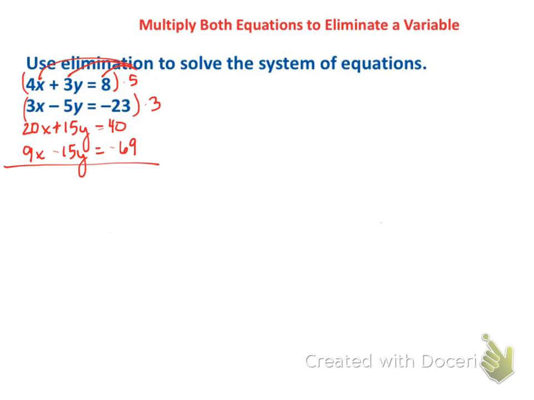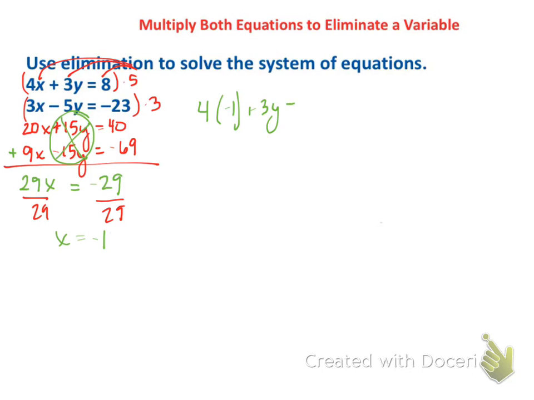I see that I need to do some addition to make the y's disappear. Gives me 29x equals negative 29. Divide both sides by 29, and I get x equals negative 1. Do a little substitution to find out what y equals. That gives me negative 4, plus 3y is 8, 3y is 12, y equals 4. So my final answer there is negative 1, comma 4.